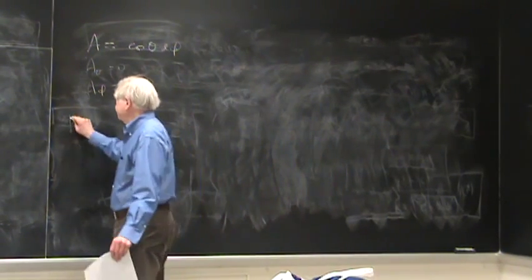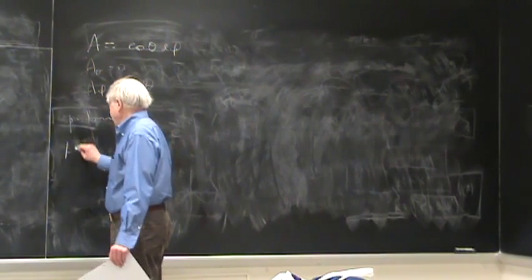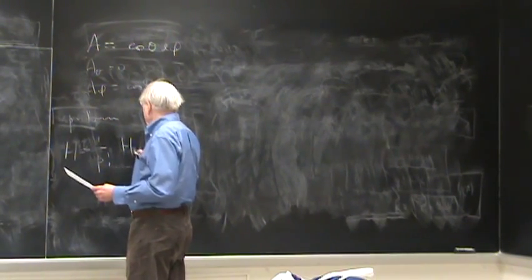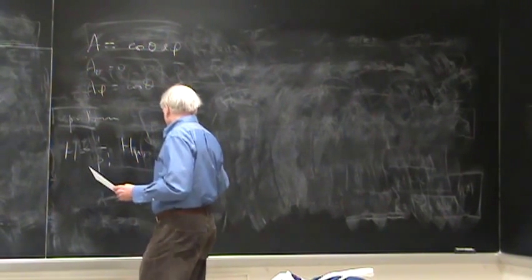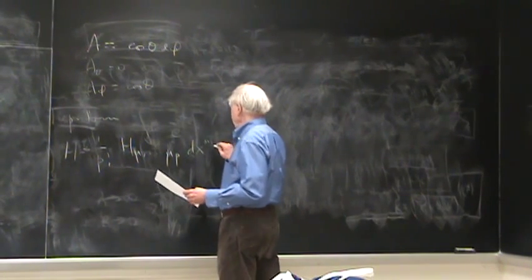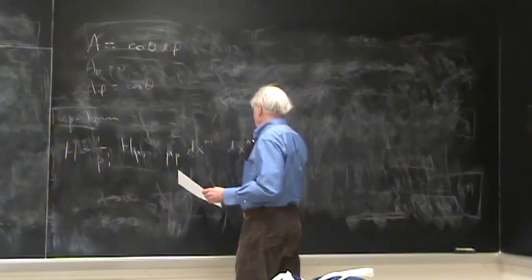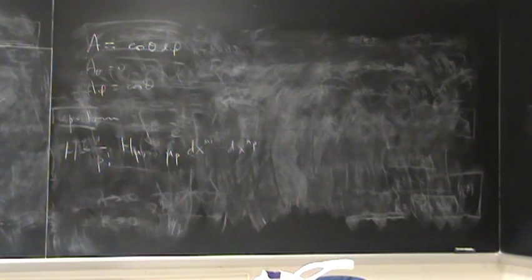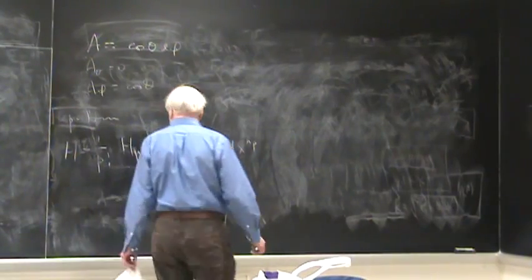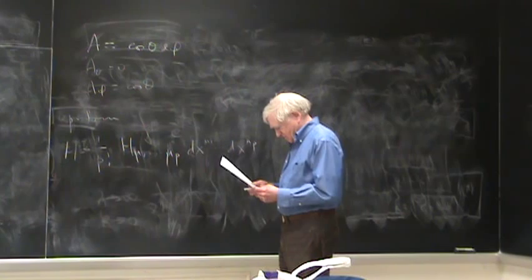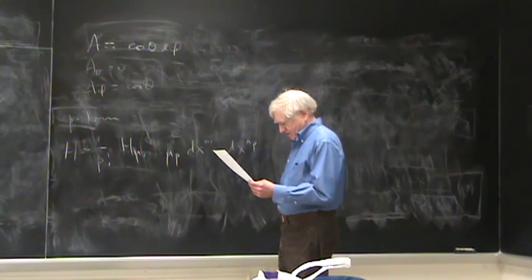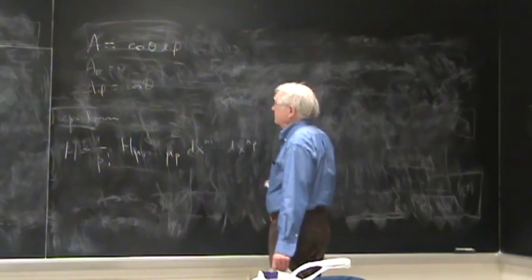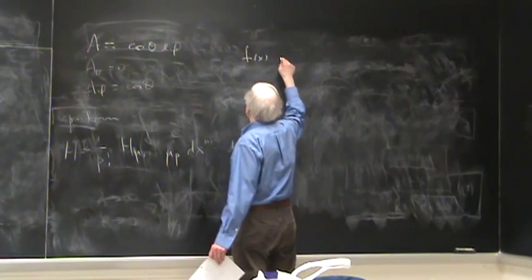A p form, of course, is something like H is, conventionally, 1 over p factorial, and then H_mu1 up to mu p dx^mu1 up to dx^mu p. I'm following Zee's notation, which is to drop the wedge. But the wedge is there, it's just that I'm not going to be writing it, because it seems like an extra clutter. So a function f of x is a zero form.